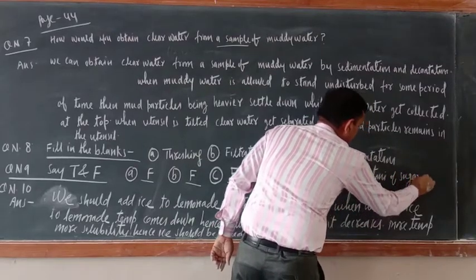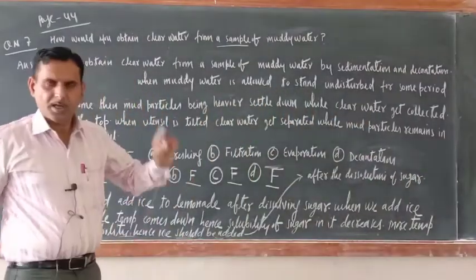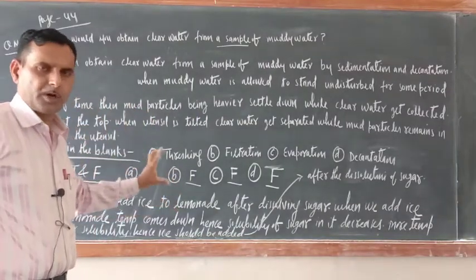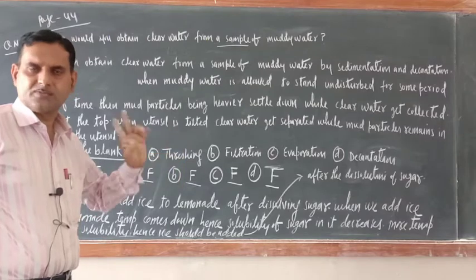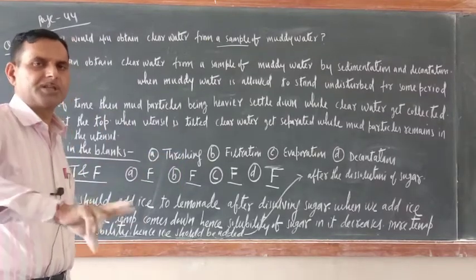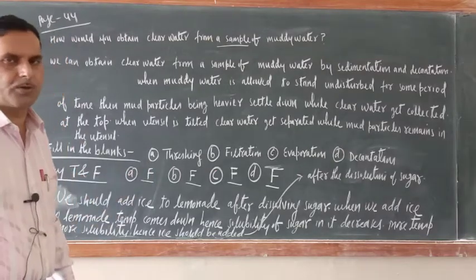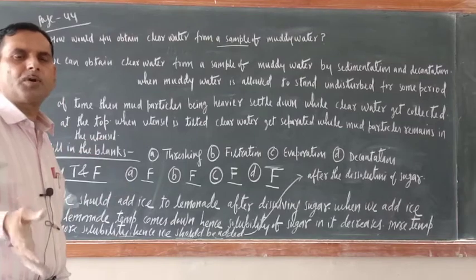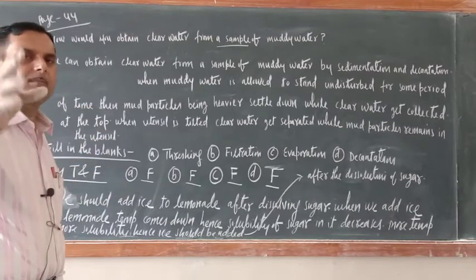Now try to understand. First you should dissolve the sugar in the lemonade. Then you add the ice. Why? Just try to understand. The more the temperature, the more will be the solubility. In this chapter I have told only one activity. When you increase the temperature, solubility of solute or component increases in a given amount of solvent.